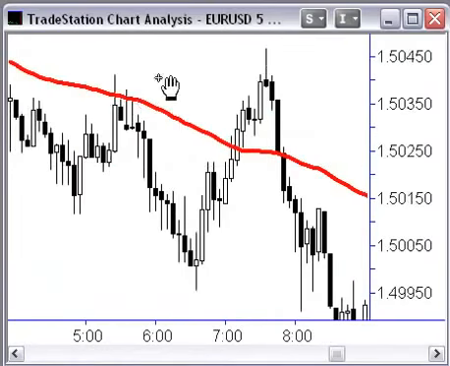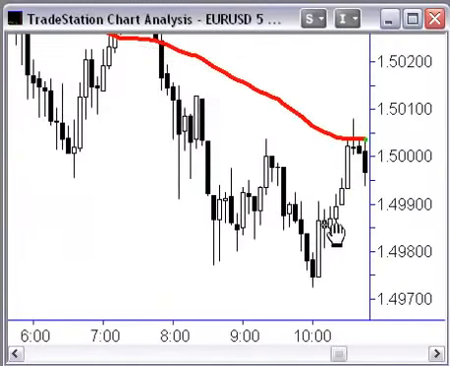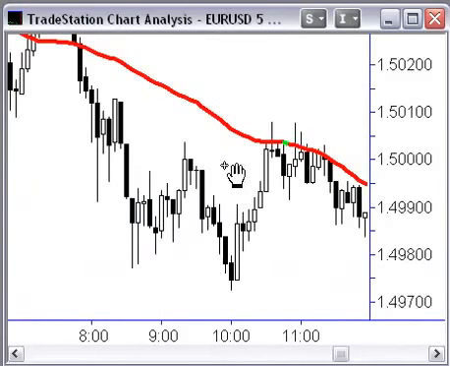Regardless of the fact that we put in a higher high, that's just a short-term little move. It's not the general direction of the market. The general direction of the market is down. And this is why I use the 50-period moving average. It smooths out price and gives you that general direction.